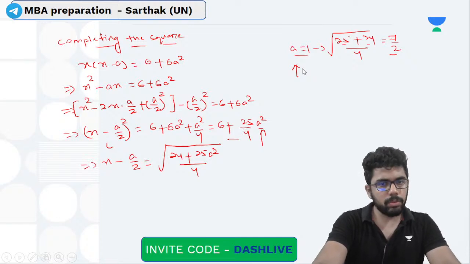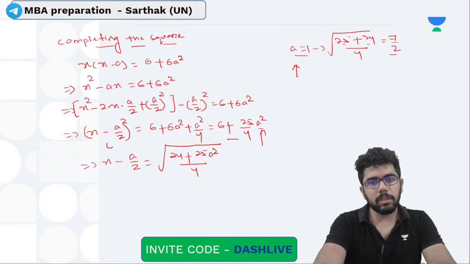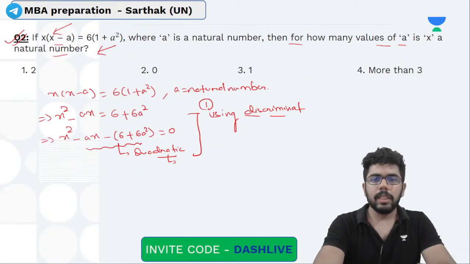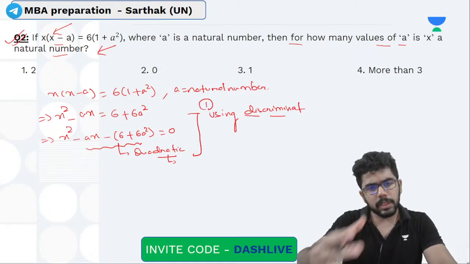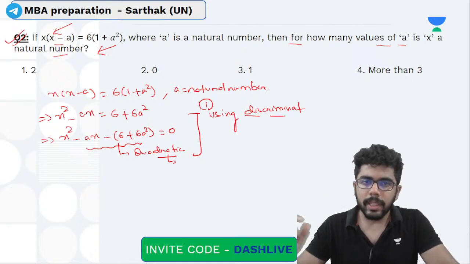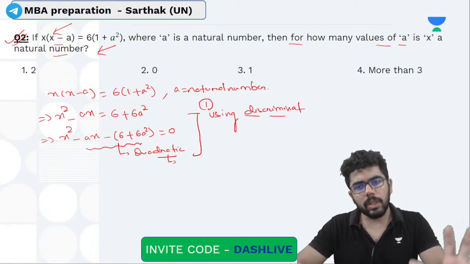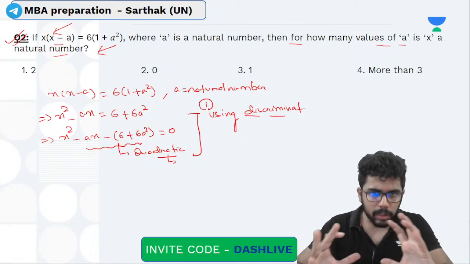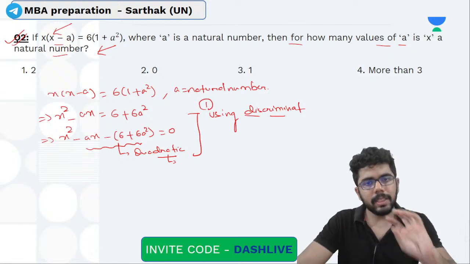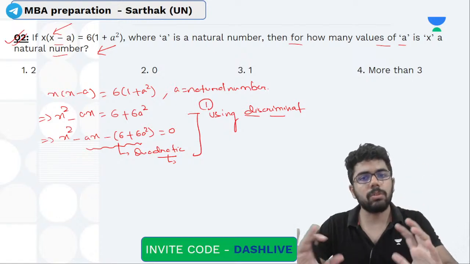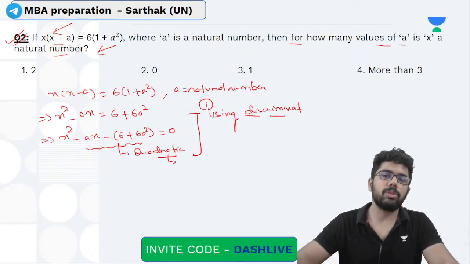You can either solve this by the completing the square method, or solve it this way using the discriminant. Find the roots; for the roots to be real, put the discriminant greater than or equal to 0, and from there also you get the answer. Quadratic, more or less, if nothing comes to your mind, most of the times the discriminant at least gives you an idea of what the roots are going to be and how I should approach.